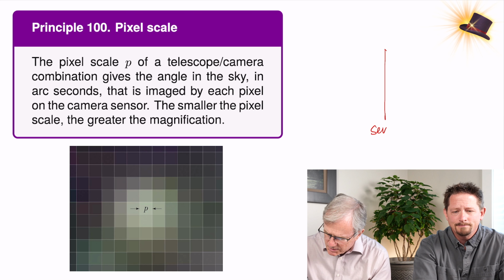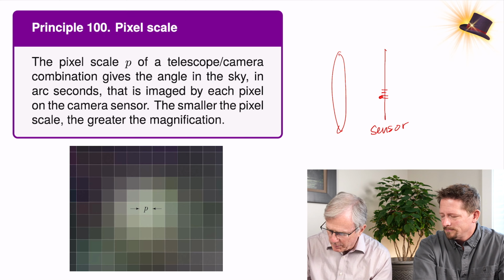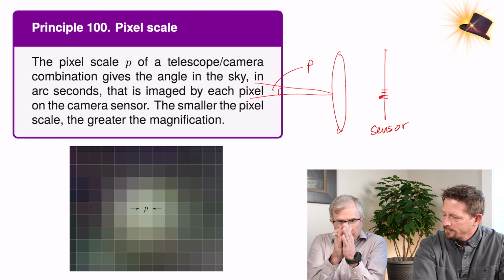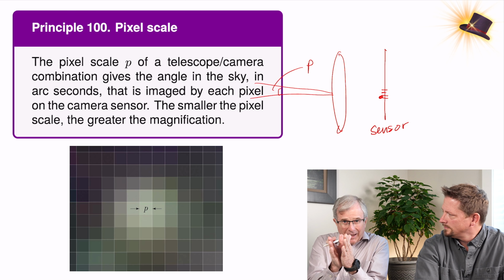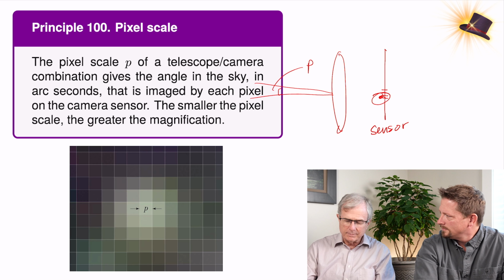So we got a sensor. It's divided up in little pixels, and this particular pixel right here, we want to know, we got a lens or a mirror or something in between here, we want to know how much sky is imaged by that pixel, and that's what the pixel scale measures. The angle measured in arcseconds of the sky that's covered by each little pixel on the sensor.